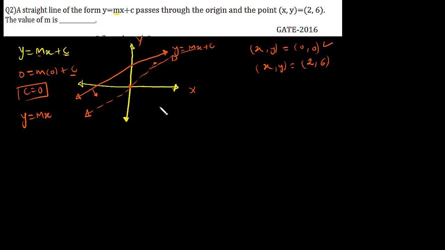Now use this second point: put y equal to 6, m times x equal to 2. So I can say the value of m here is 3, which is the slope of this line. So the slope of this line is nothing but 3, and here the slope is represented by this m. They are asking about the value of this m, so it is 3.